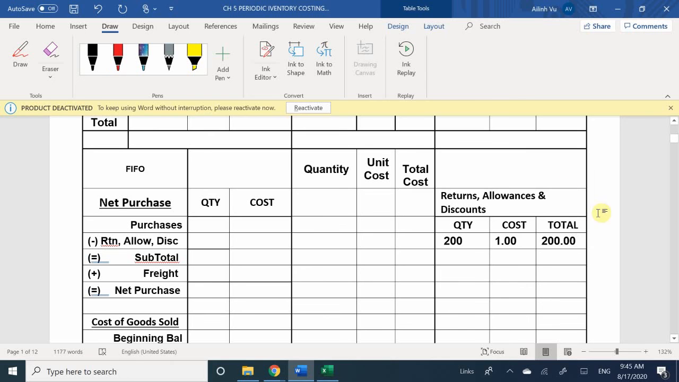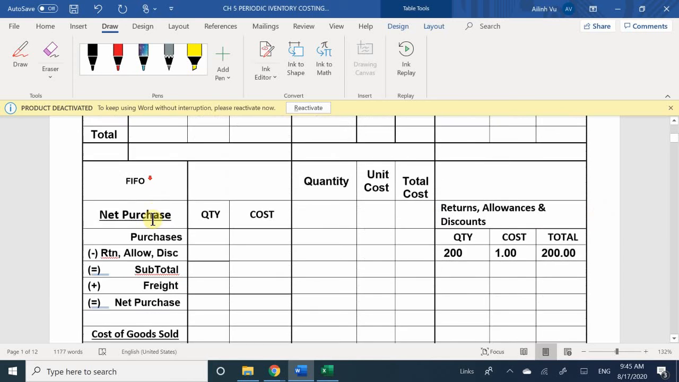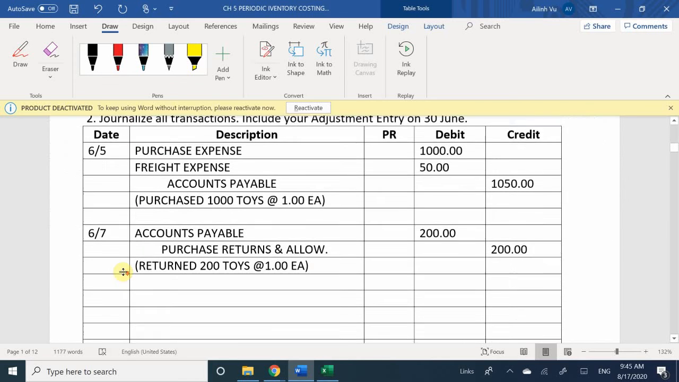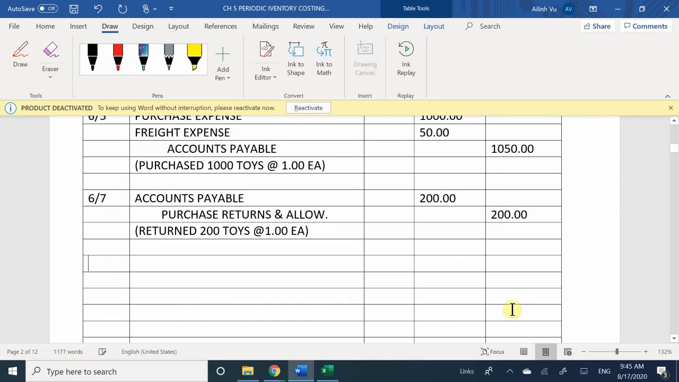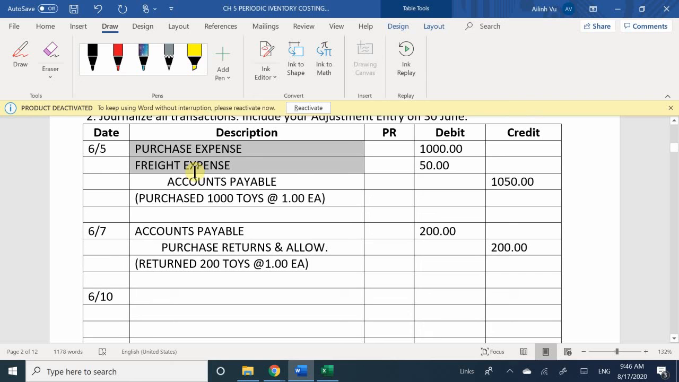Now, the last thing that we just looked at is we need to journalize for that third transaction. My third transaction happened on June 10, and what is my journal here? Purchase expense, good. The freight expense is debited and accounts payable is credited. Good.